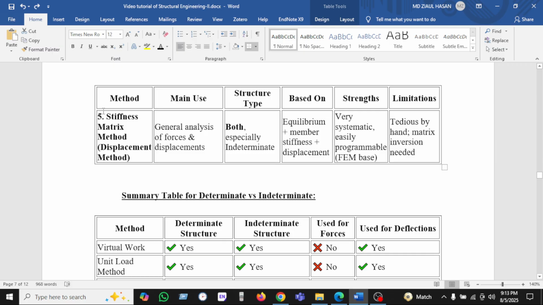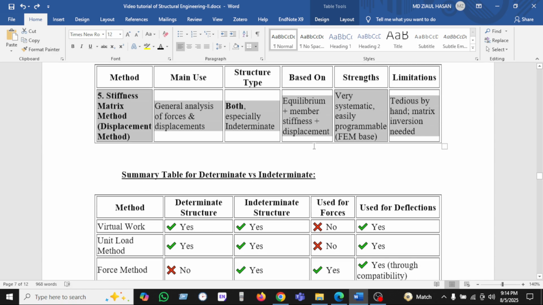And the last one we are seeing is the stiffness matrix method, or we can say the displacement method. It is generally used for general analysis, and the structure type is both, but it is especially for indeterminate structures. It is based on equilibrium, member stiffness and displacement, and its strength is that it is very systematic, easily programmed, as in FEM, which is the finite element method. Its limitation is that it is tedious by hand and a matrix inverse is needed.